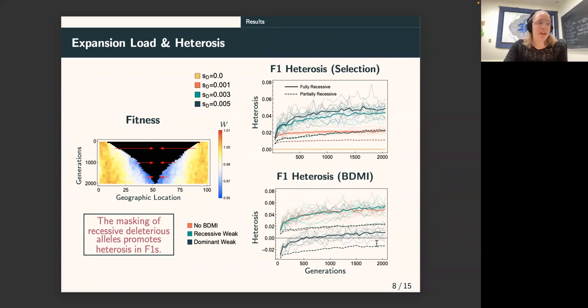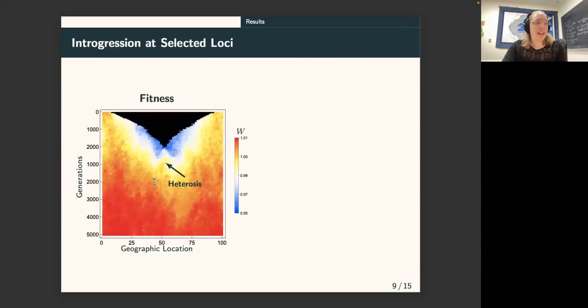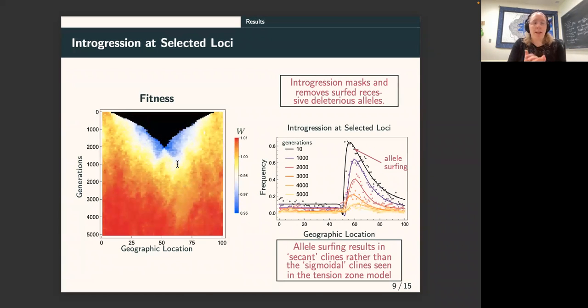What happens after range expansion? Well, we can see that same pattern of heterosis that we saw during the expansion playing out on a larger scale once integration occurs. So that heterosis leads to this triangle of high fitness at the point of secondary contact. So what was once just one population of F1 hybrids with high fitness spreads out across the range. And one of the cool things about this is it leads to a different shape of decline in allele frequency at these recessive deleterious loci.